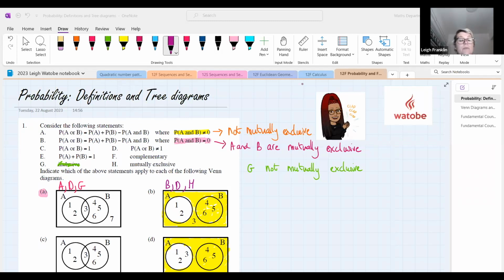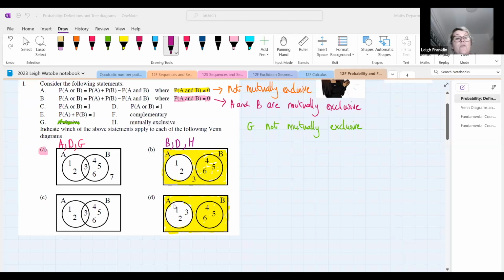Okay, they're not complementary because the complement of A is not B. And the complement of B is not A because of the 3 on the outside. So they're not complementary. The only event here that's complementary is going to be D. Let's have a look at C. So what can we say about C? Are they mutually exclusive or not mutually exclusive?